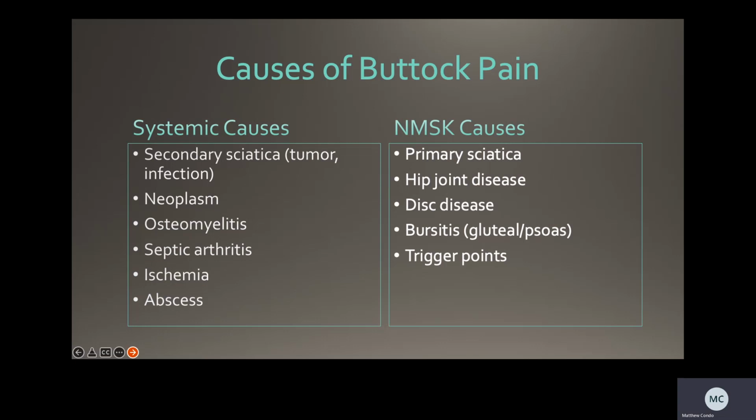Hip joint disease can cause buttock pain, right? I can have some referred pain to the buttock if I have something like hip osteoarthritis, Legg-Calvé-Perthes disease, Ewing sarcoma, things like that. Obviously, because of referral patterns, disc disease can cause some buttock pain, and we're actually going to see this quite commonly. Also bursitis, whether it's gluteal bursitis or psoas bursitis or something of that nature, or trigger points.